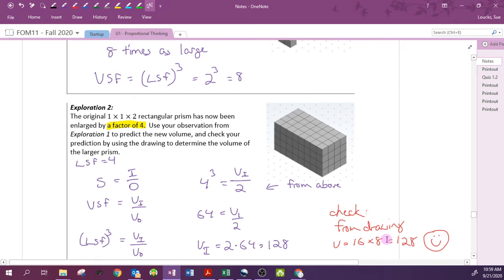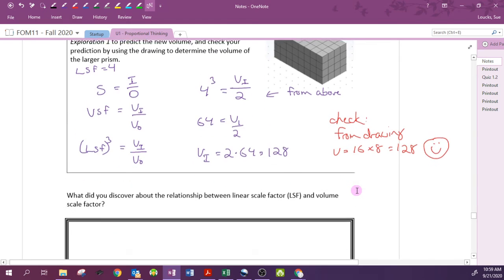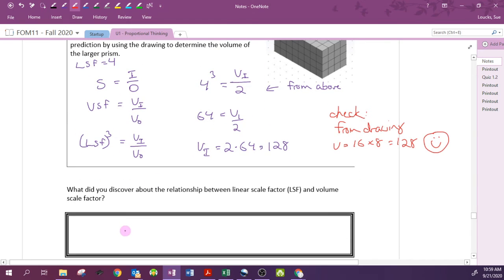There. Okay. All right. And so what we've discovered is that the volume scale factor is the linear scale factor cubed. And so I know that the linear scale factor is going to be the cube root of the volume scale factor.